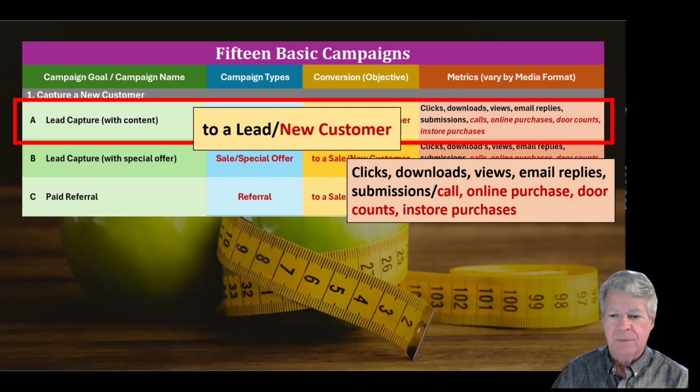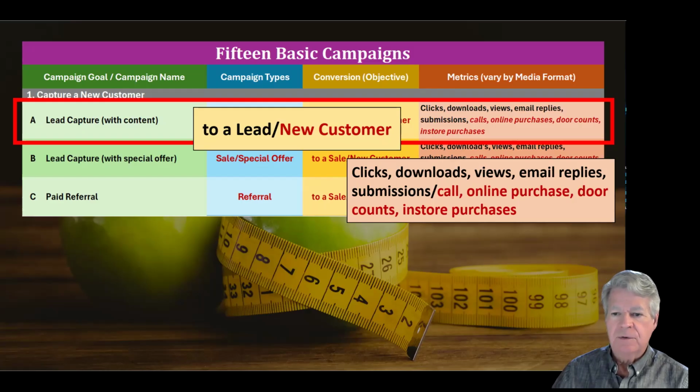Looking at the metrics, the ones in black are interactive, available with online media platforms and CRMs: clicks, downloads, views, and email replies, as well as form submissions. The red ones are available in the real world, things like phone calls, online purchases, door counts, in-store purchases. Some of these can also be tracked by Facebook, like a phone call, by entering your number in the ad, or online purchases, which can be tracked by the Meta pixel by many e-commerce solutions. You can pick whichever one fits your situation. You should only pick a single metric to count your key conversion.